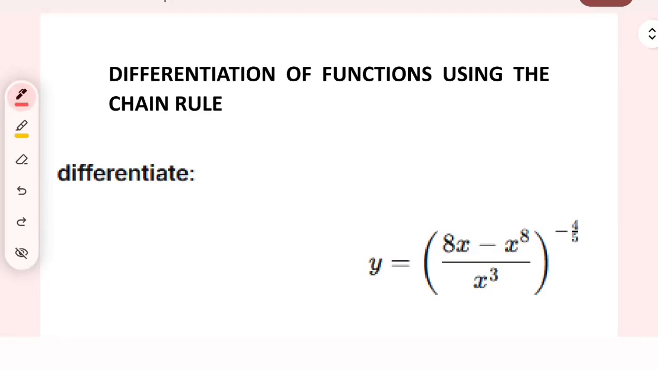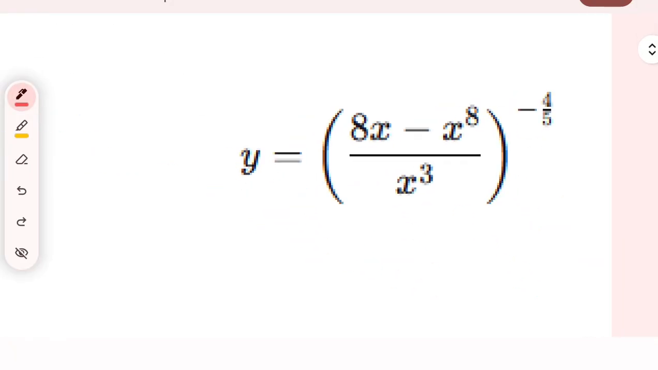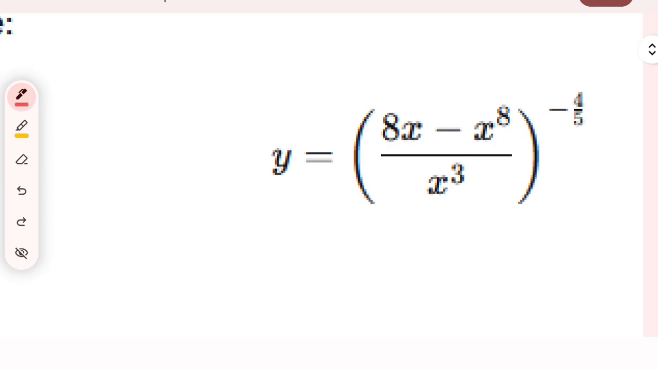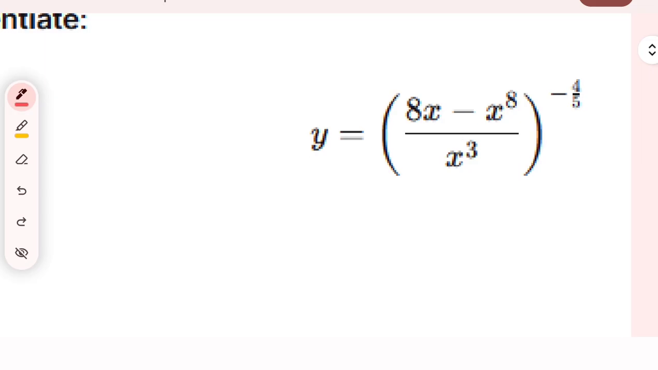There is also a previous video that I did using the chain rule. So this would be problem number 2 of the chain rule. So what do we have to differentiate here? This function over here. We need to differentiate y equal to the quantity 8x minus x to the power 8, all over x cubed, then raise everything to the power negative 4/5. So this is what we have to differentiate.